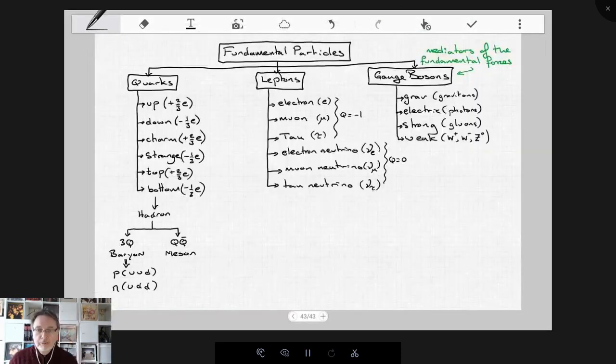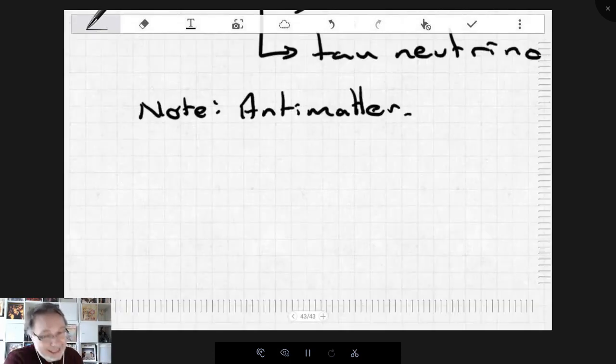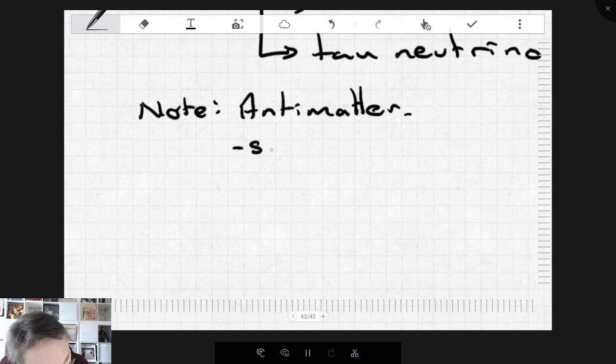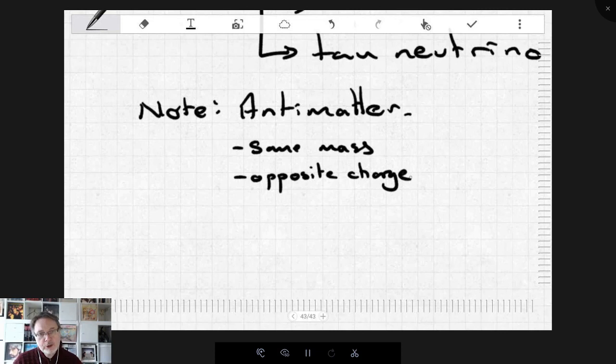Okay, let's make a comment about antimatter. All particles have an antimatter particle. The antimatter particle has the same mass, opposite charge. If the particle that we're talking about doesn't have charge, like an electron neutrino, then the opposite of 0 counts as 0. So an anti-electron neutrino has 0 charge.